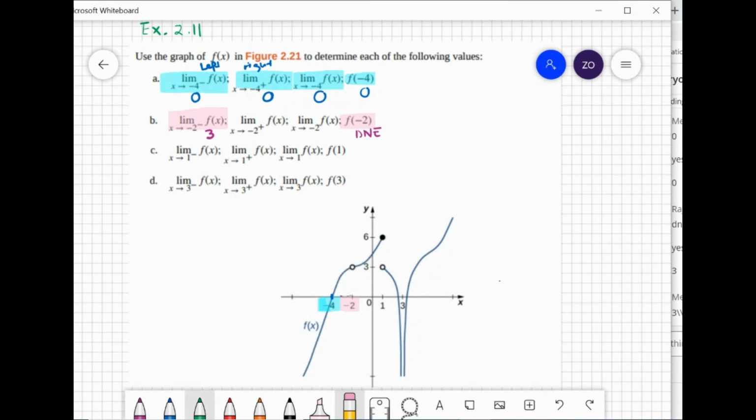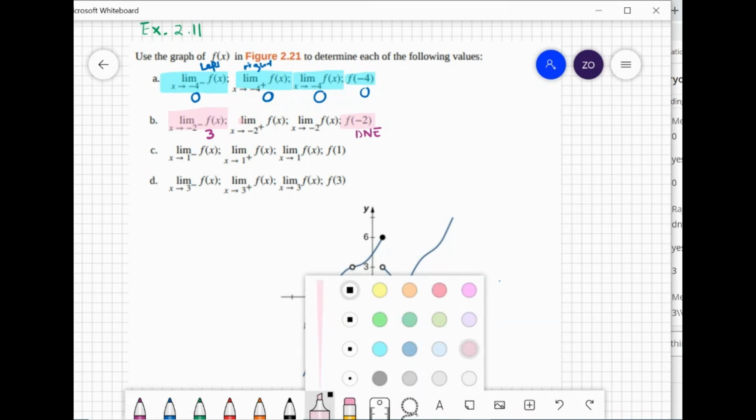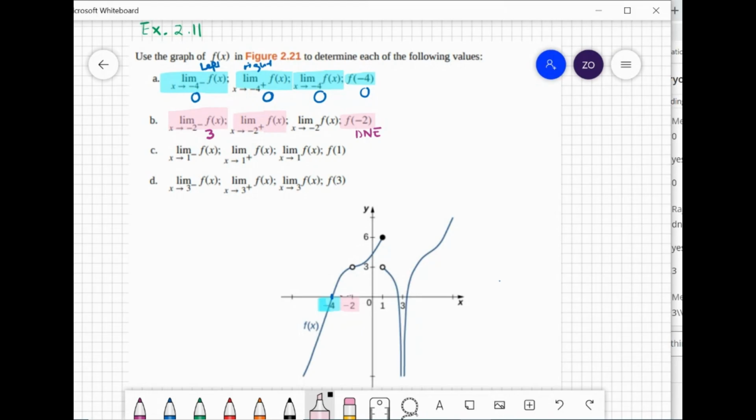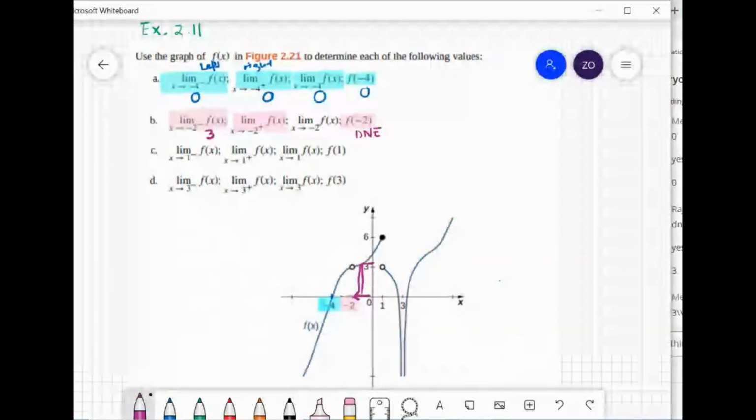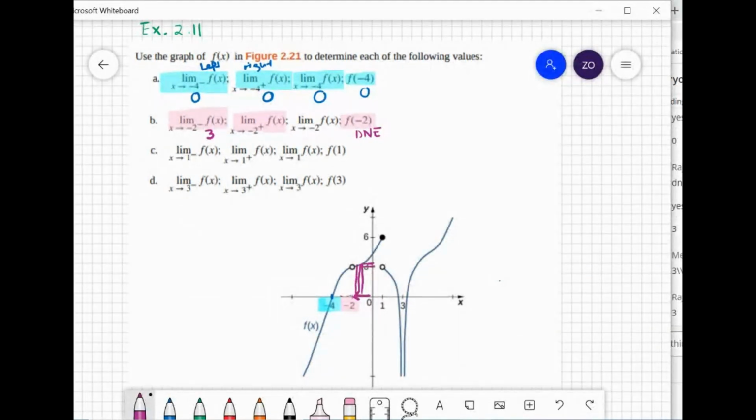How about the limit as x goes to negative 2 from positive values? So if the x values are approaching negative 2 from values that are slightly larger than negative 2, what are the y values getting close to? Again, 3. That's correct. Again, 3.